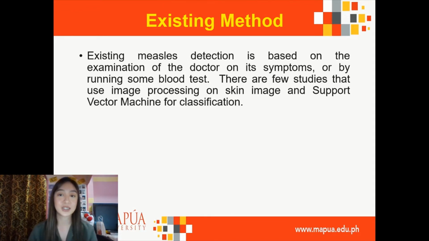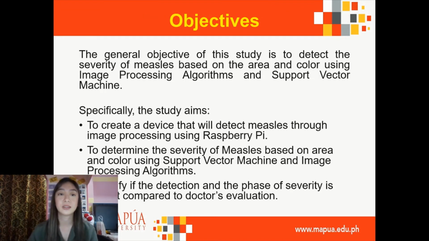Existing measles detection is based on the doctor's examination of symptoms or on running some blood tests. There are a few studies that use image processing on skin images and support vector machine for classification. The general objective of this study is to detect the severity of measles based on area and color using an image processing algorithm and support vector machine.